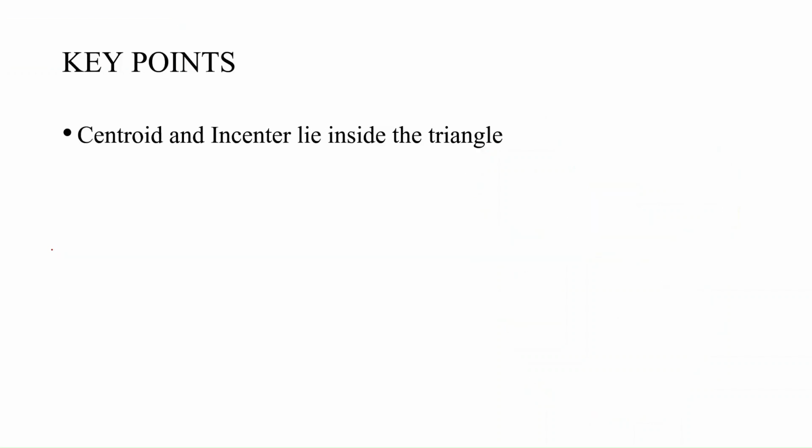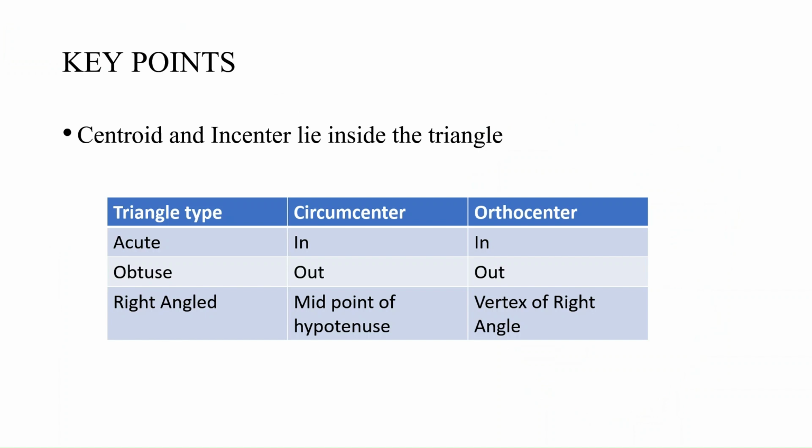From all these particular points, whatever we see for a triangle, there are few relations they hold. All the triangles are categorized as either acute, obtuse, or right angle triangle. In all those cases, centroid and incenter will always lie within the triangle. But the circumcenter and orthocenter depend upon the type of triangle. If it is an acute angle triangle, both the circumcenter and orthocenter will be inside the triangle, and for obtuse, they will be outside. For a right angle triangle, circumcenter would be the midpoint of the hypotenuse and orthocenter would be the vertex where we have the right angle.